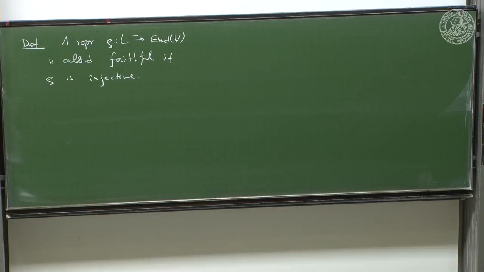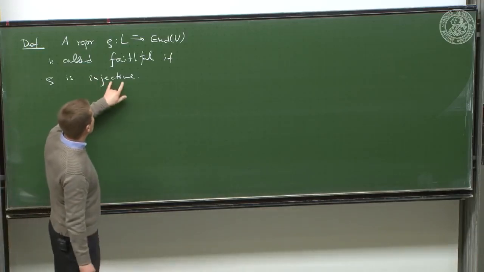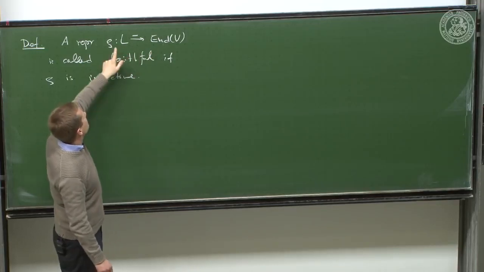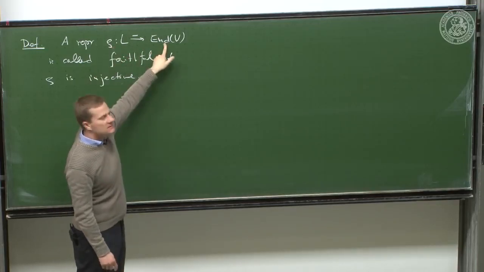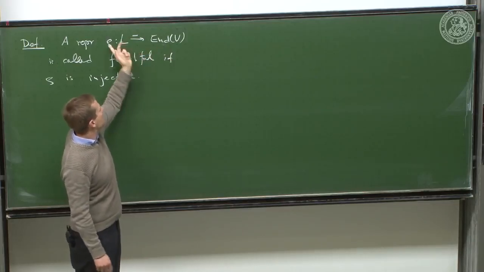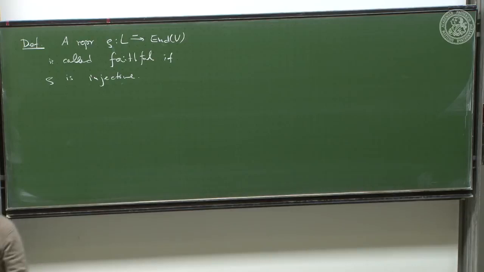Yeah, that's right. Doesn't hit the same endomorphism. You know that injective means that if you have equal images, you had equal elements here. So no two here hit the same there. That's it. No two here hit the same under the map rho. So that's what faithful means. It's injective.